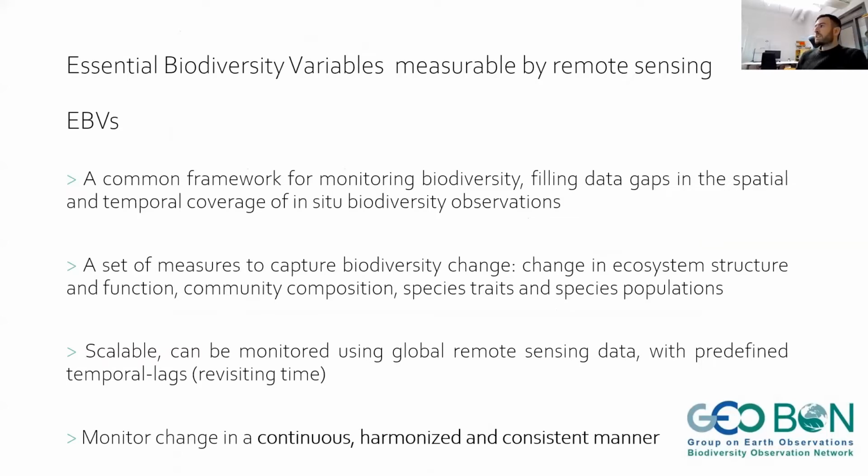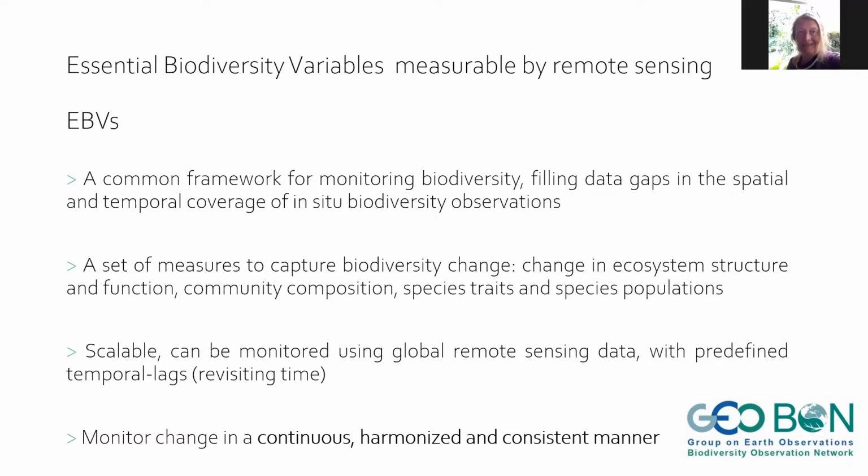And the GeoBON community came with a list of what they call essential biodiversity variables measurable by remote sensing, or EBVs. What the GeoBON has attempted with this list of essential biodiversity variables is to define a common framework for monitoring biodiversity, filling data gaps in the spatial and temporal coverage of in situ biodiversity observations. You know, we have these many monitoring networks. For example, we have the eLTER network, and it's a network of points across the world, right? So what the GeoBON attempts with this is to fill those gaps between those monitoring points by using remote sensing.